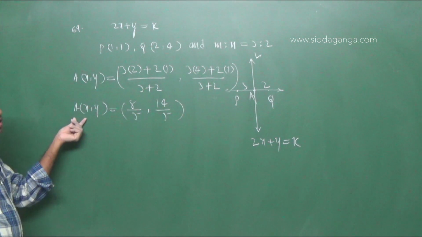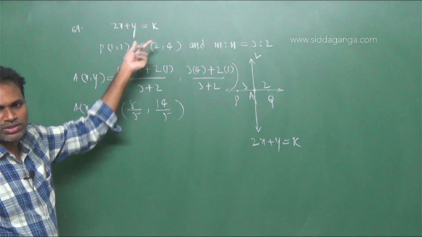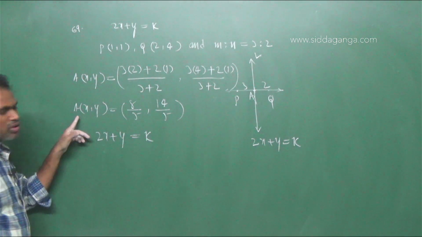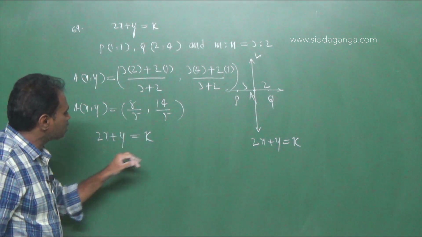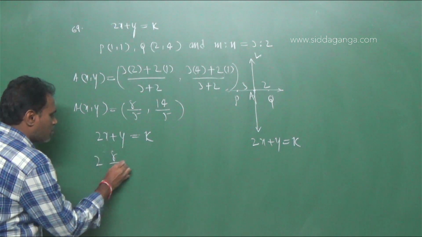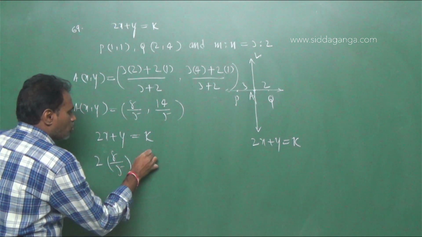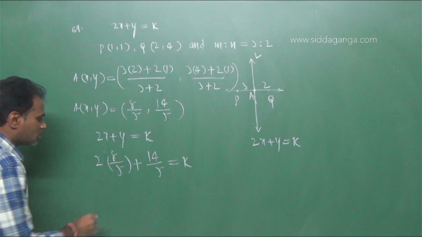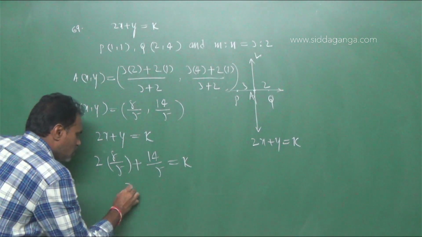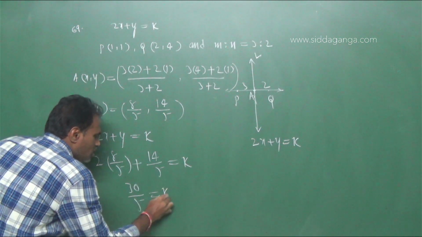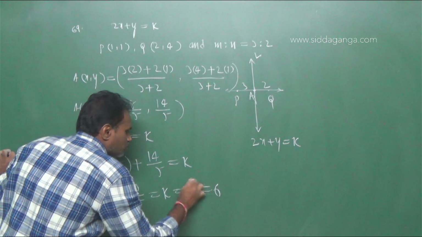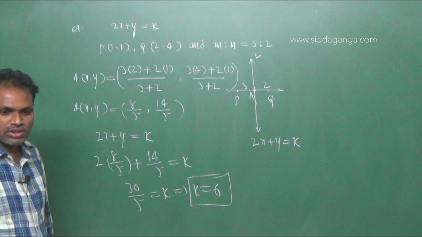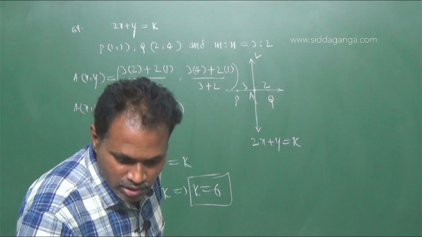But the point A lies on the line 2x plus y equal to k. Since the point A lies on the line 2x plus y equal to k, therefore 2 into 8 by 5 plus 14 by 5 is equal to k. Therefore, 2 into 8 is 16, 16 plus 14 is 30, 30 by 5 equal to k, therefore k equal to 6. Therefore, option 1 is right. Next question.